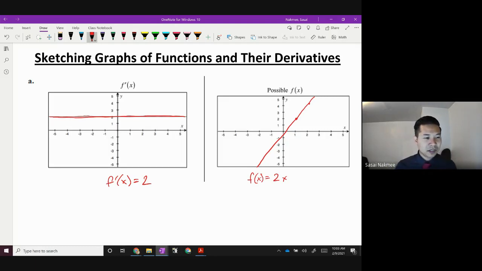Can somebody give me a graph that would also satisfy this, but looks a little bit different from mine? I'm opening up Pear Deck for you right now. Can somebody sketch a graph that would have this same slope, but would look different from mine? Can you guys go ahead and try that real quick on Pear Deck?